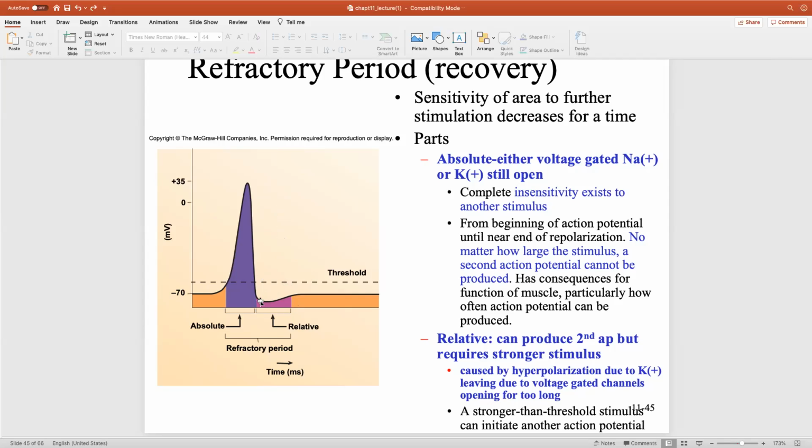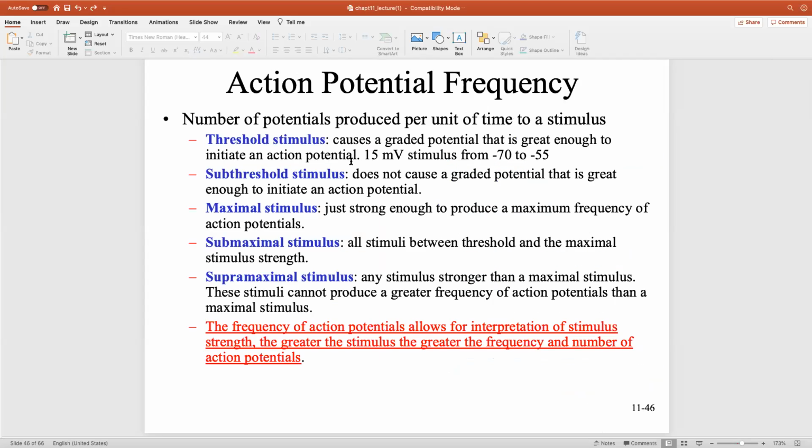As soon as you hit the relative refractory period, the stimulus is so strong, you hit threshold again. Then you have another action potential right away. So a strong stimulus triggers more action potentials in a shorter time frame. A weak stimulus, one action potential, and then recovery. Again, that's what we're talking about here. So in terms of intensity, the frequency of action potentials allows us to interpret stimulus strength and intensity.